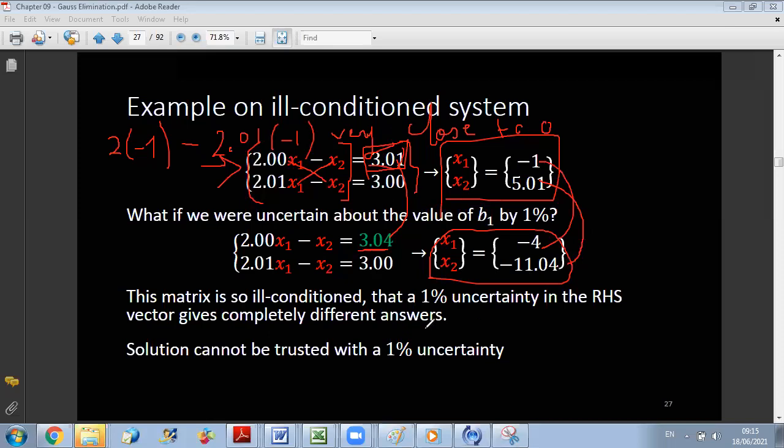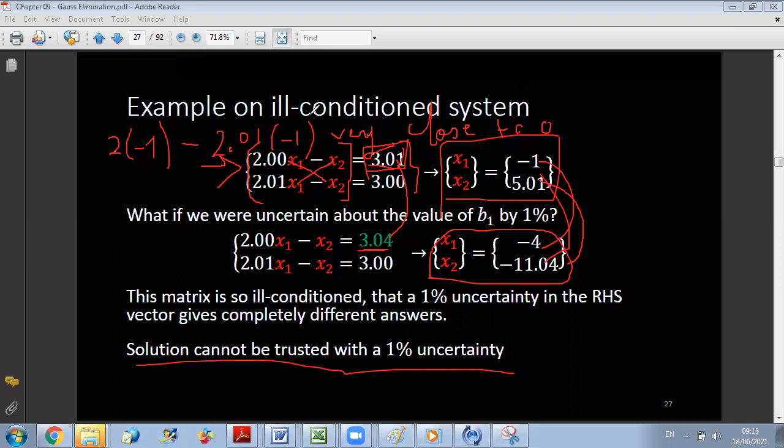So this matrix is so ill-conditioned that a 1% uncertainty in the right-hand side vector will give a completely different answer. So I cannot trust my solution within a 1% uncertainty. If I just don't have these exact values, I will get a solution that is very different. This is what we call an ill-conditioned system.